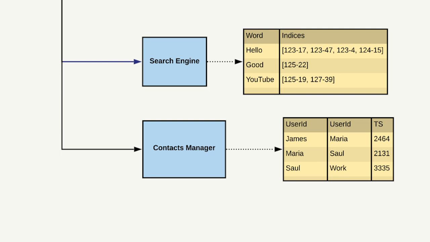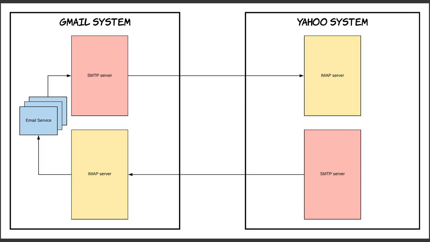The contacts manager also stores group mappings, which allows people to broadcast when they need to, based on the group to user IDs mapping. And finally, external emails are going to be sent through the SMTP server. If you have a Yahoo email address or a Hotmail email address, you can use this SMTP server to send it to the relevant server for that service.